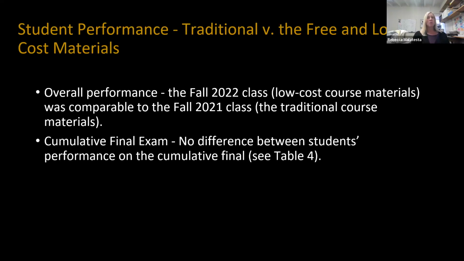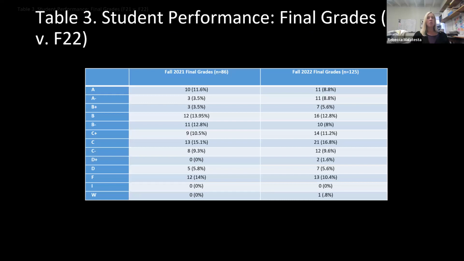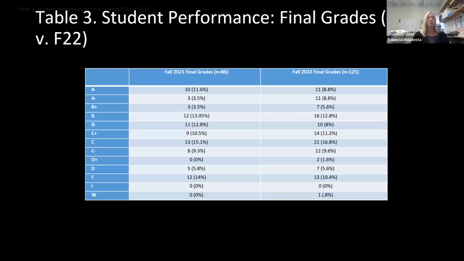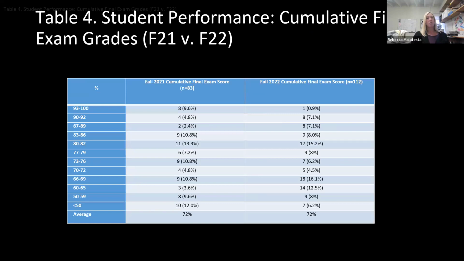In terms of overall performance, the fall 2022 class, using the low-cost course materials, was comparable to the fall 2021 class. So you can see here, the distribution is similar. There are some differences, but they're very, very similar. And then on the cumulative final exam, there were no differences between students' performance. They both had an average of 72% on the final exam, and the distribution was very similar. On the left is the traditional, on the right is the low-cost materials.